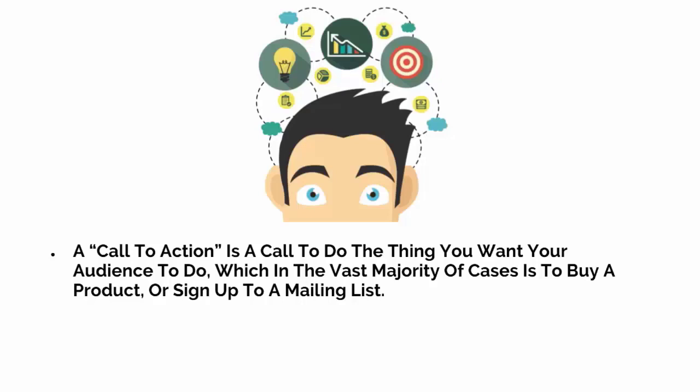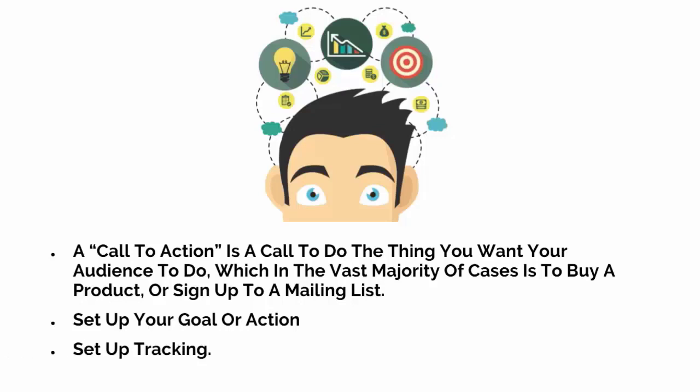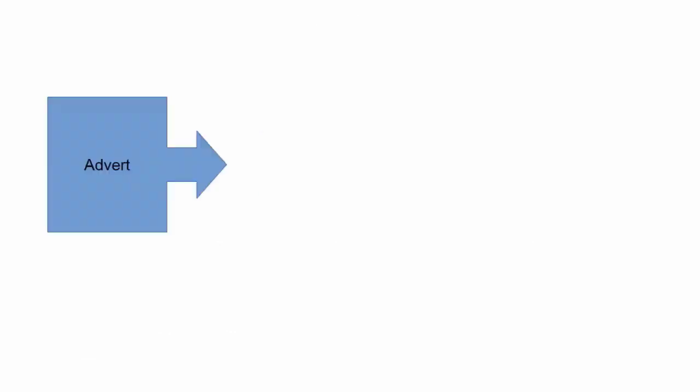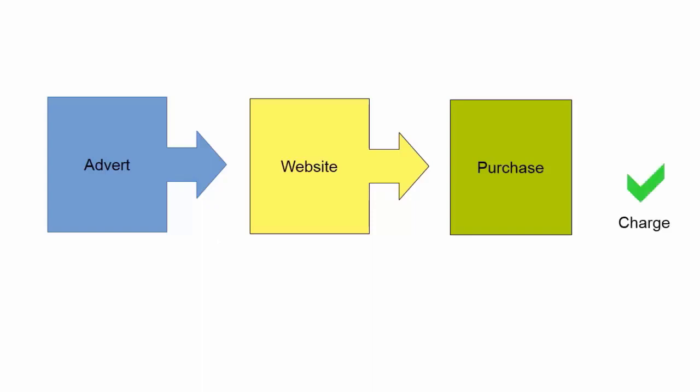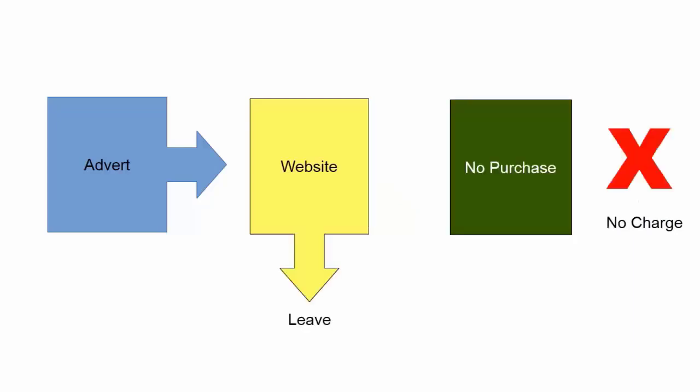So with CPA marketing, you would first set up your goal or your action, and then you would set up tracking so that you only paid when that thing happened. So for instance, if someone were to click on your advert, get taken to your website, and then buy your product, you would get charged. But if they were to click on your advert and then leave, you wouldn't get charged anything at all. As you might imagine, this is a rather positive situation for you as an advertiser.